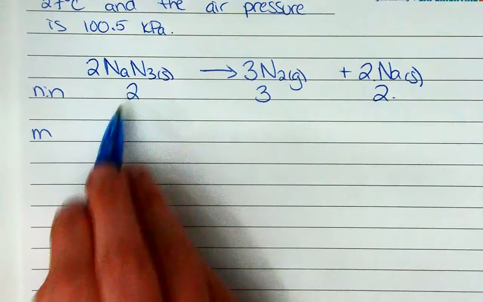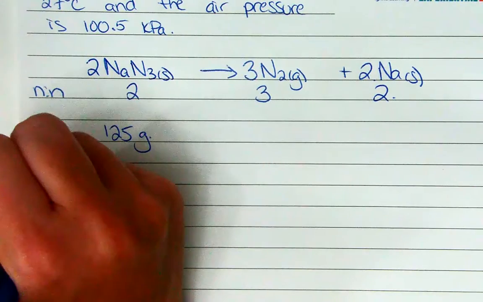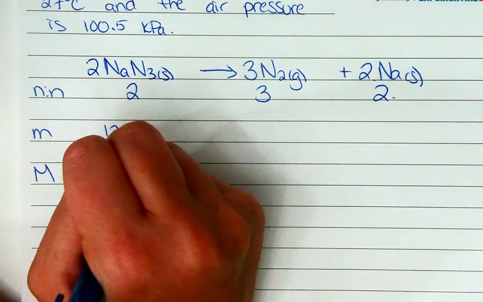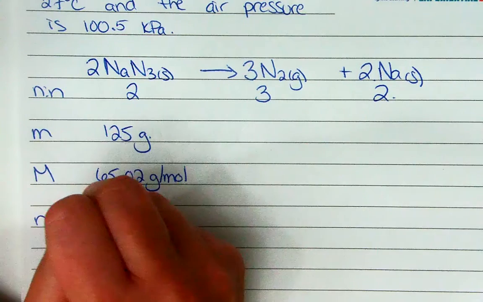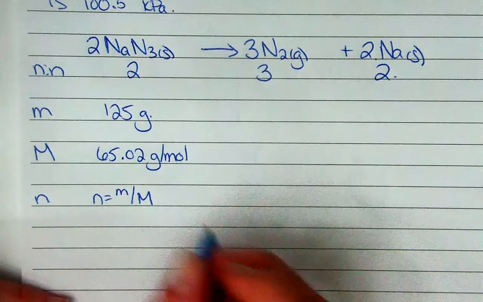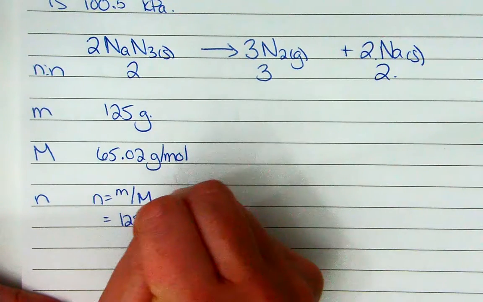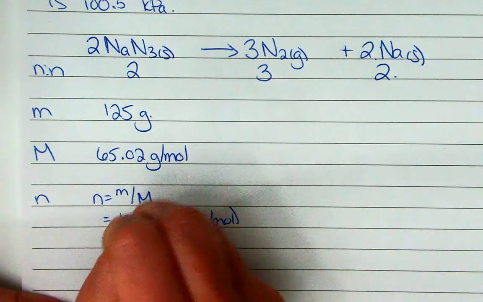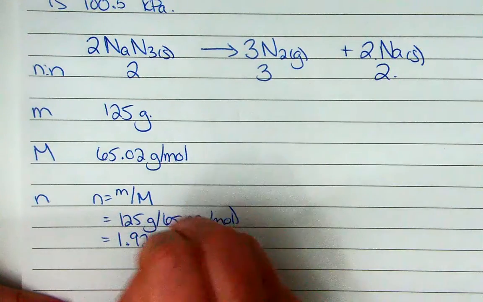Now we know the mass of sodium azide, which is 125 grams. I also happen to know the molar mass of sodium azide because I have a periodic table. So that means that I can determine the number of moles of sodium azide that decomposed. So 125 grams divided by 65.02 grams per mole gives me 1.92 moles. Awesome.